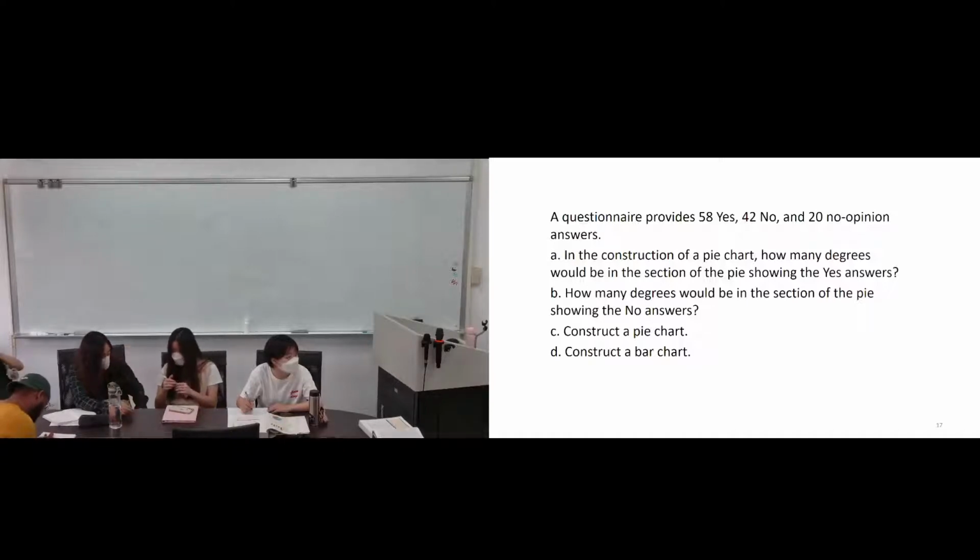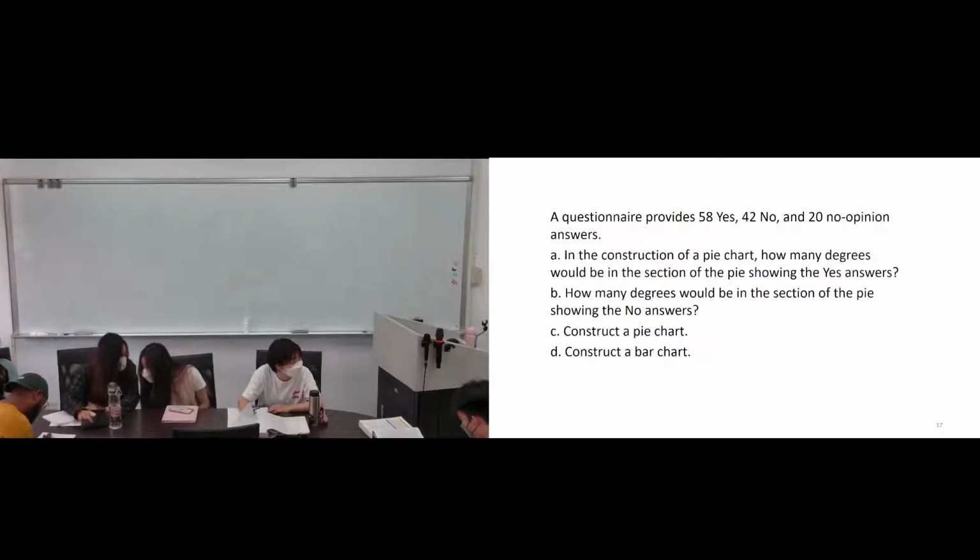So how many classes according to the question context, from the questionnaire? 3, right? One is yes, the second one is no, and the third one is no opinion. So 3 categories.